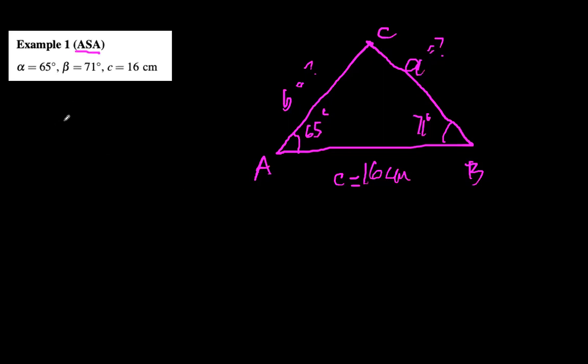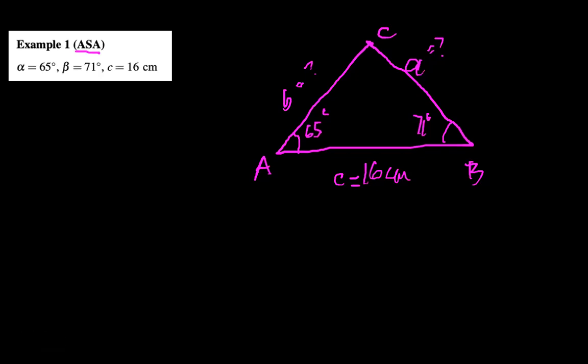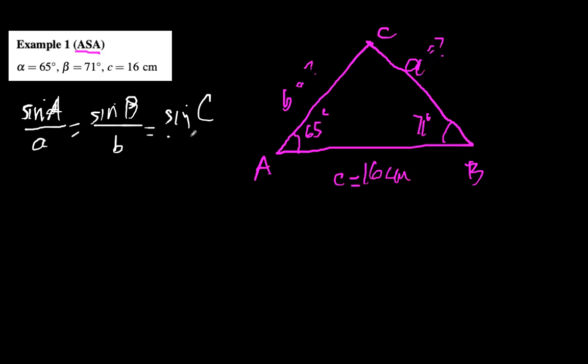Using the formula. Our formula, write it down first, class: sine A over A is equal to sine B over B is equal to sine C over C. Alright? And then, substitute the given values.